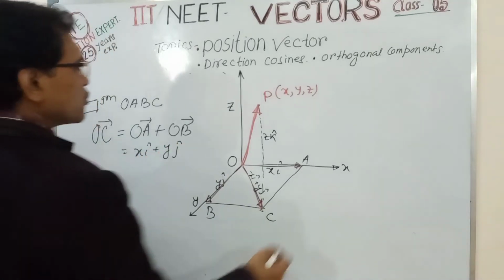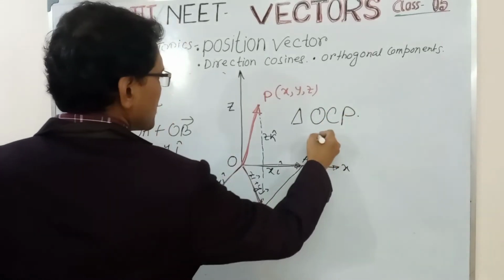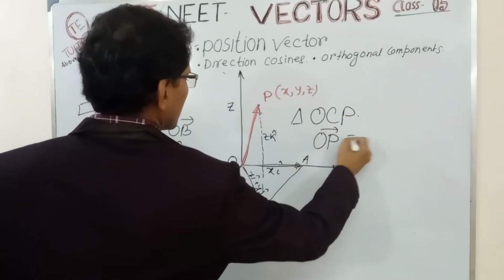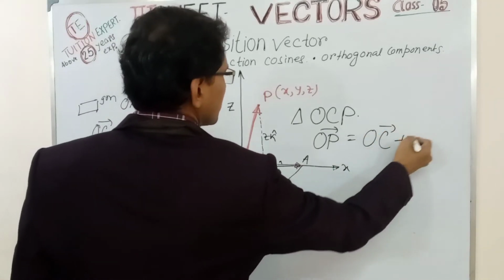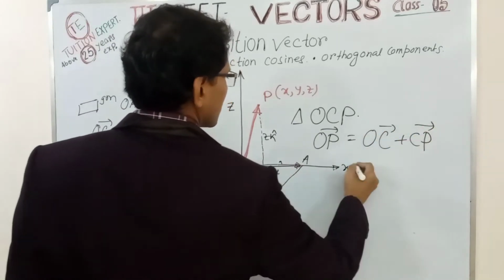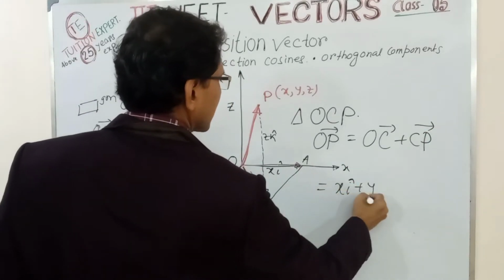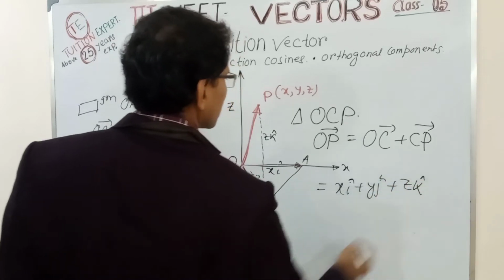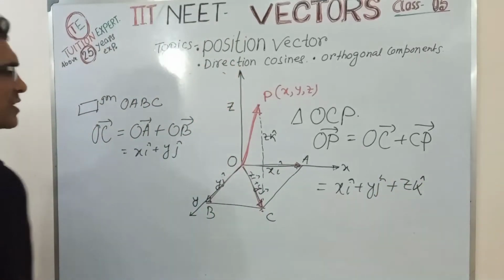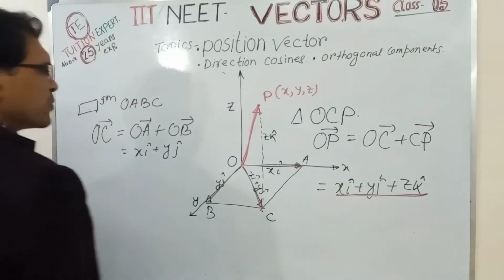Now from the triangle OCP, OP equals OC plus CP. OC equals x i plus y j, and CP equals z k. So this is the position vector of point P. This is the result. Now, what is the length of OP?